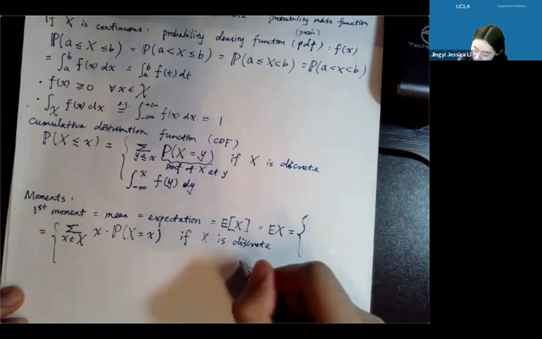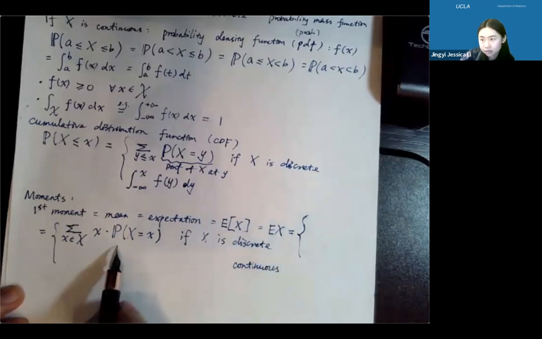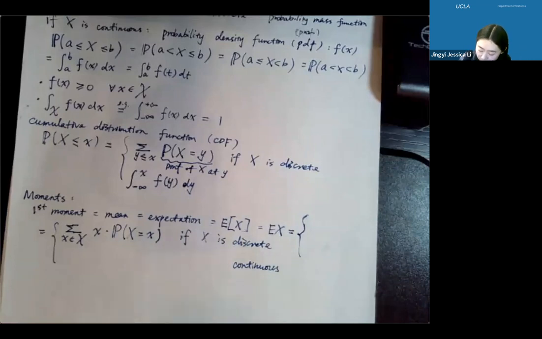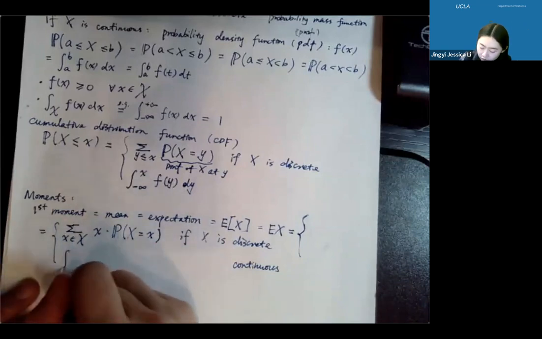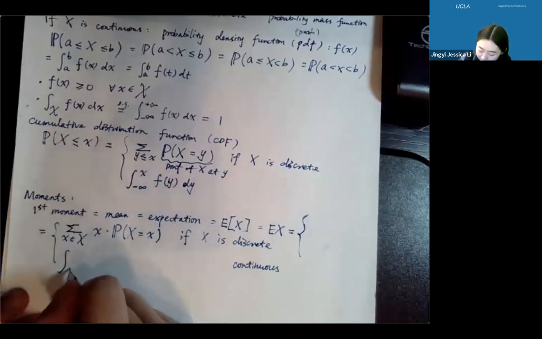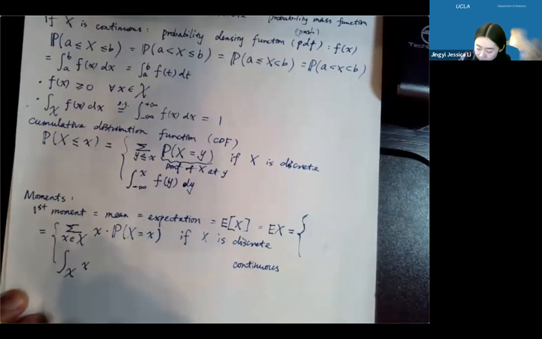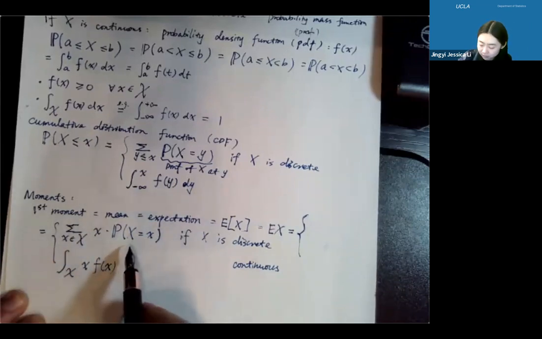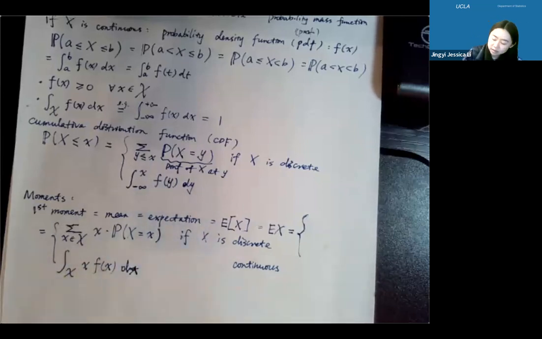But if X is continuous, then doing this doesn't make sense because every probability is 0. So what we do is change the summation to an integration. We integrate over the whole domain, and for every value x may take, we multiply by the corresponding density. So density will replace this probability mass, dx. Okay, so that's the first moment, and this is the definition of expectation.